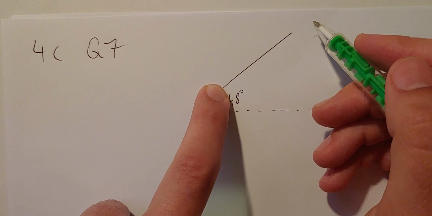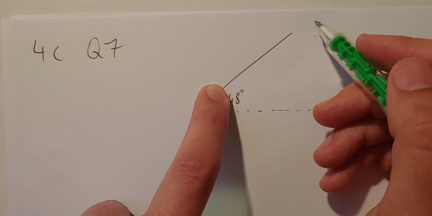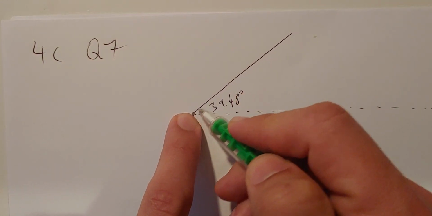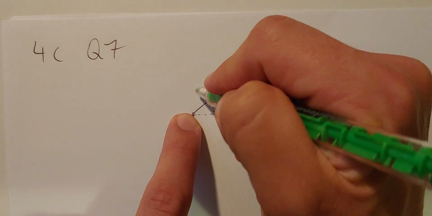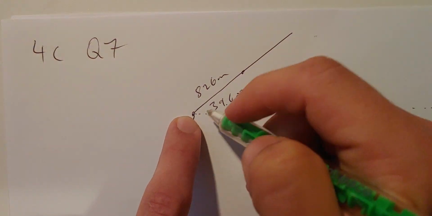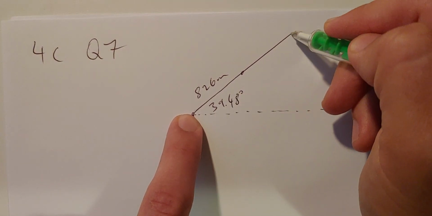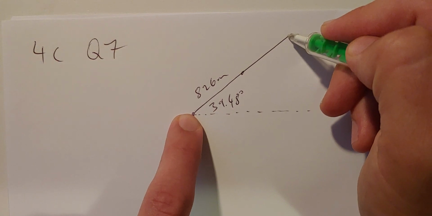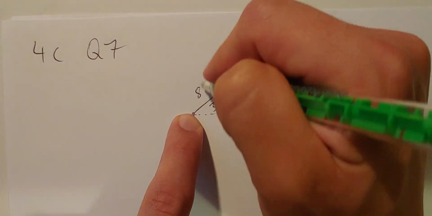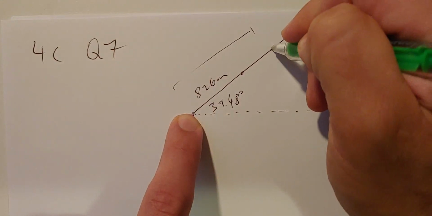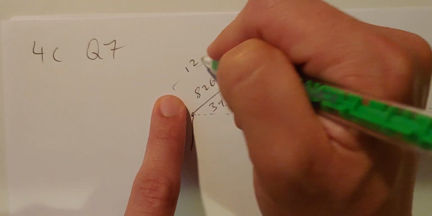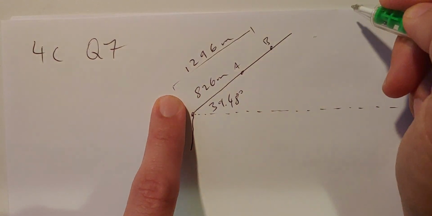The discs are hovering at a direct distance of 826 meters and 1.296 kilometers. So a direct distance means from the receiver to the first disc is 826 meters, and from here to the second hovering disc is 1.296 kilometers. Let's turn that into meters as well. So this distance here, call this A, call this B, is 1,296 meters.